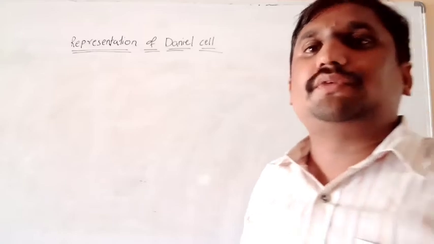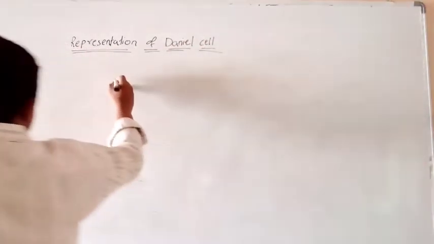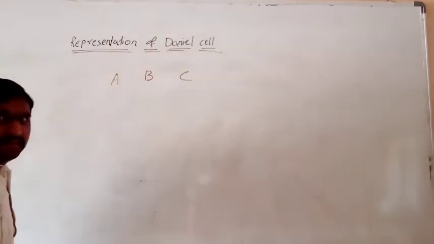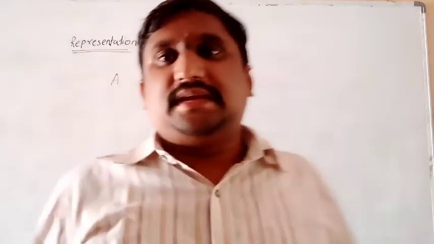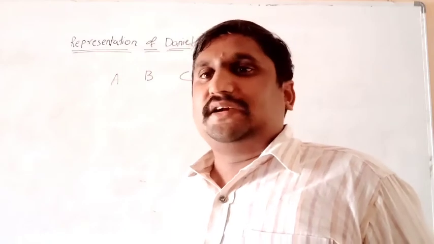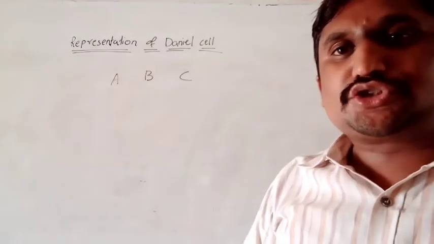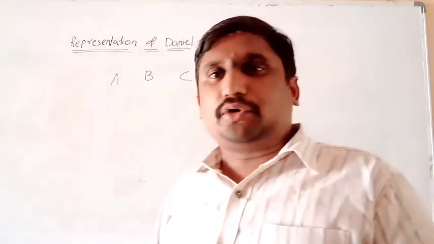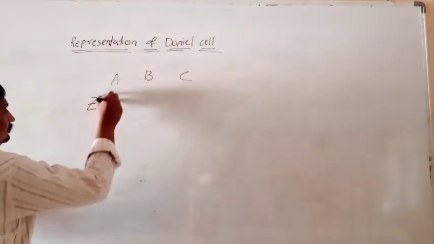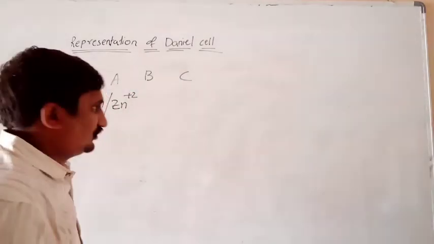What is the sequence we have to follow for writing the representation of the Daniell cell? A, B, C. It is the sequence we should follow. A refers to anode, B refers to bridge, that is nothing but salt bridge, and C refers to cathode. In the representation of anode, always the metal should be written first, followed by the metal ion. Zn bar Zn plus 2.